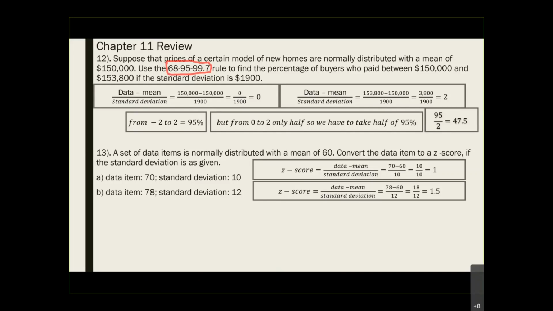I think you have to remember the formula, ladies and gentlemen. You have to remember the data minus the mean divided by the standard deviation. I don't think they give it to you guys, so you have to remember the formula on top of everything else.